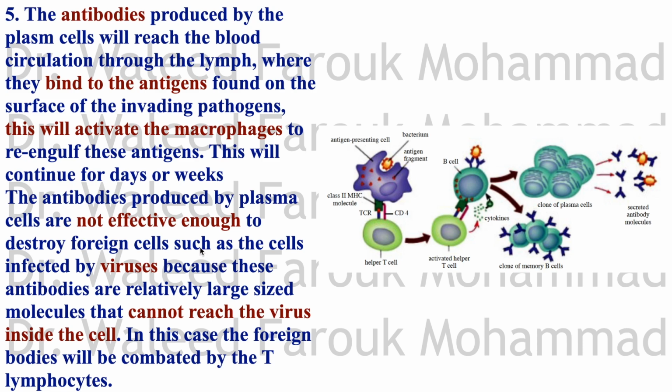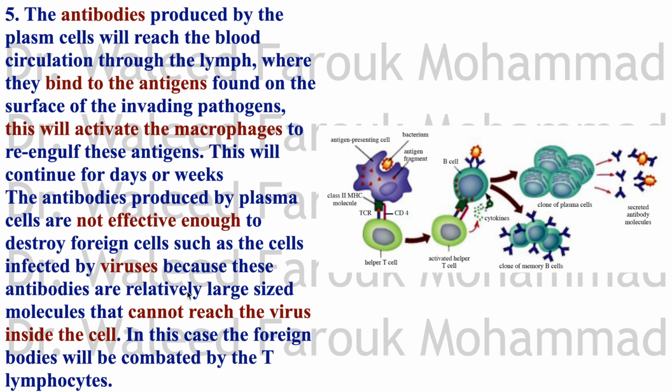the antibodies produced by the plasma cells will طبعا في blood circulation and lymph will bind to the antigens found on the surface of pathogens. That will activate the macrophages to re-engulf these antigens. بس الانتيبوديز دي not effective enough to destroy foreign cells such as the cells infected by viruses. ليه؟ لأن الانتيبوديز حجمها كبير وما بتقدرش تدخل جوه السيل and attack the virus. Cannot reach the virus inside the cell.